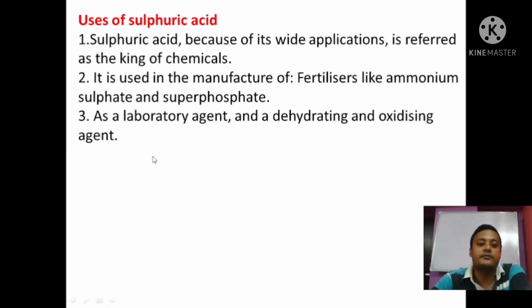Next, uses of sulfuric acid. Due to its wide application, it is referred to as the king of chemicals. The sulfuric acid is also called the king of chemicals. It is used in the manufacture of fertilizers like ammonium sulfate and superphosphate. It is an important laboratory agent. It is also used as a dehydrating agent as well as an oxidizing agent.